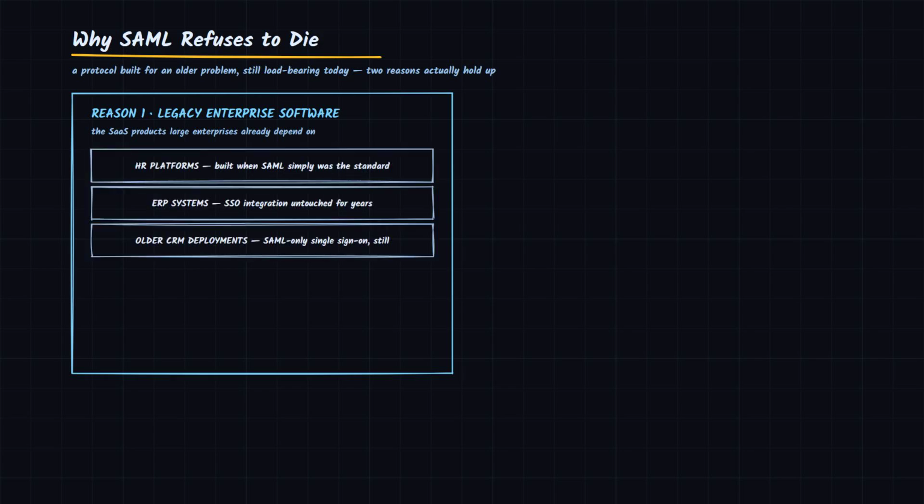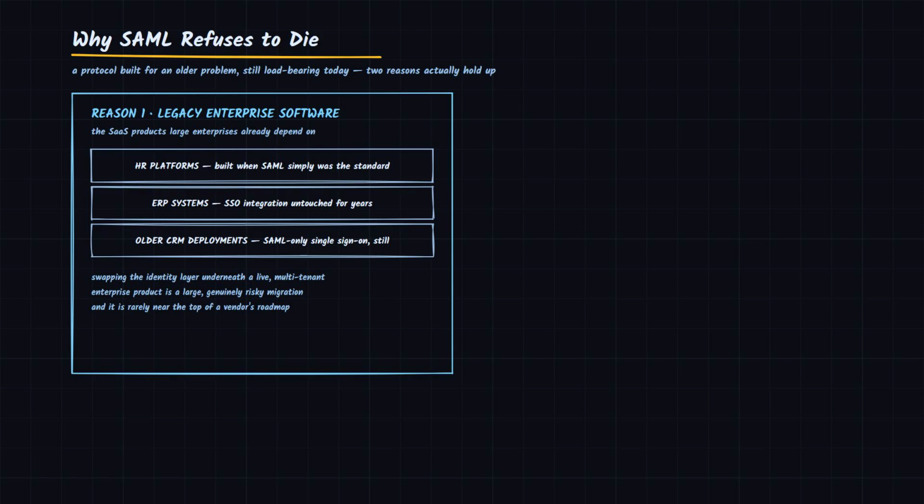Swapping the identity layer underneath a live, multi-tenant enterprise product is a large, genuinely risky migration, and it's rarely at the top of a vendor's roadmap, while the existing integration keeps working fine for the customers already on it. That's not laziness, it's a rational prioritization decision, repeated across enough vendors that SAML-only SSO remains common rather than rare.